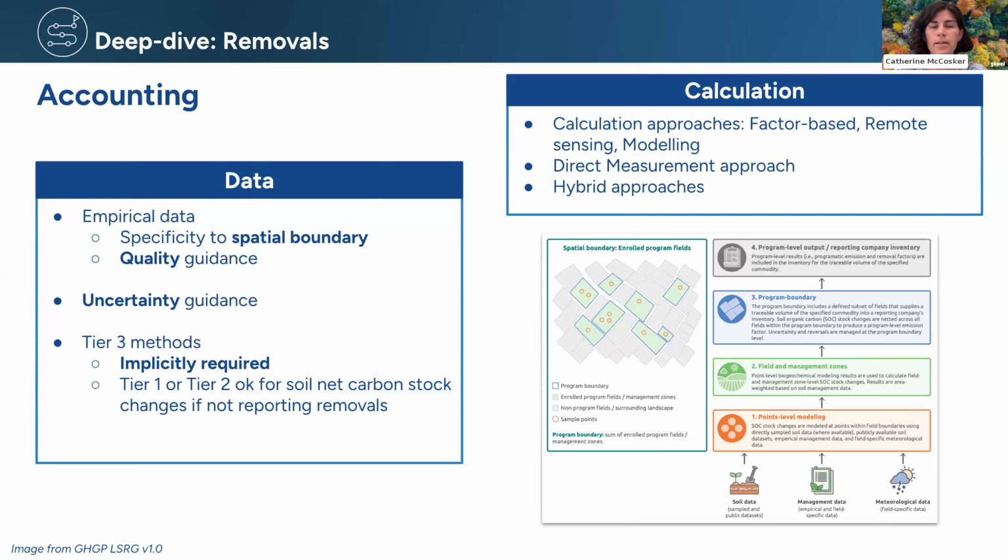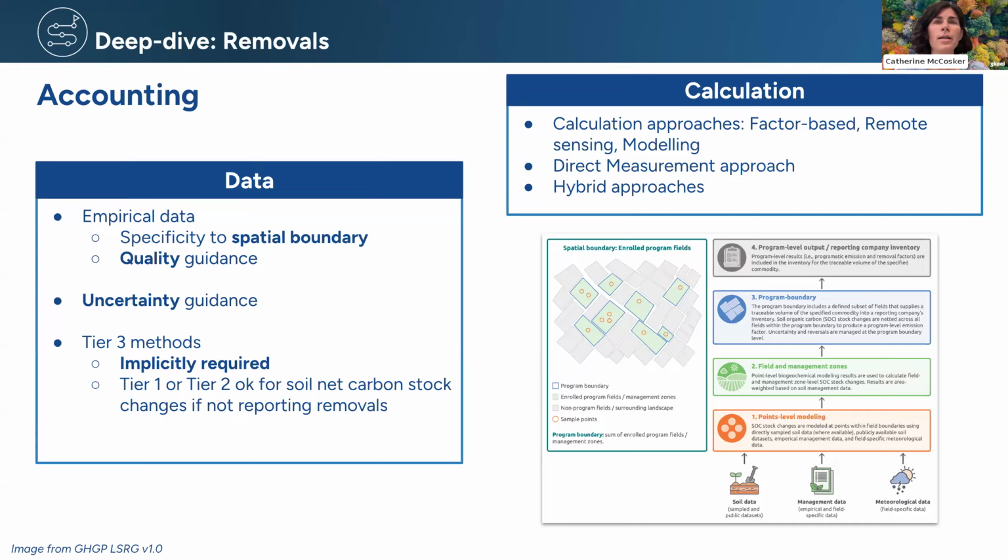One of the things that the final standard did, in terms of updating from the original draft, is it moved from talking about primary data to empirical data required for reporting removals. The guidance still discusses primary and secondary data and gives good examples of each of those, but it specifies that it's empirical data that is specific to the spatial boundary, so specific to the sinks and sources that you are reporting, that is required for reporting removals. There is a lot of data quality guidance in there as well, in terms of what you're looking for, temporal qualities, spatial qualities, that sort of thing.